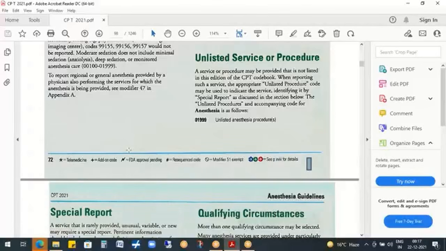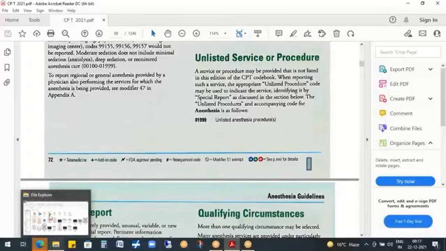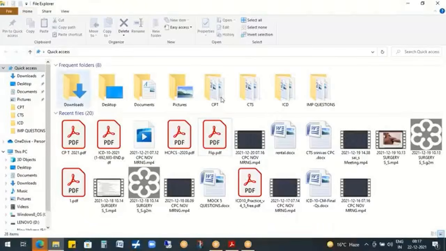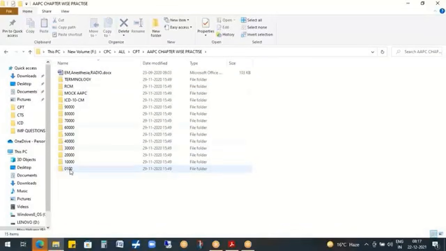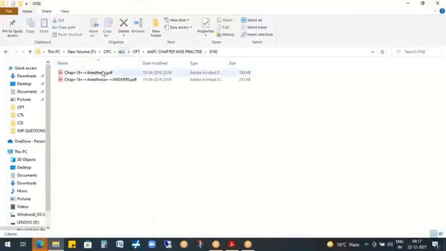Next point. Modifying factor. Modifying factor is based on status P indicators or qualifying circumstances.